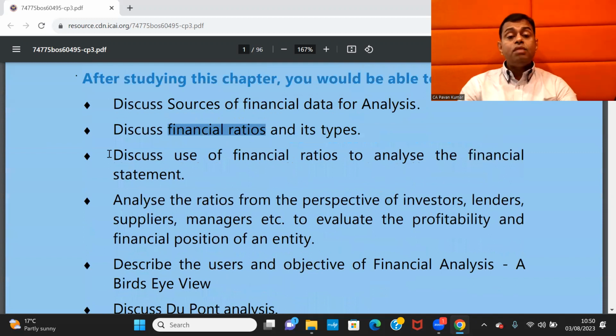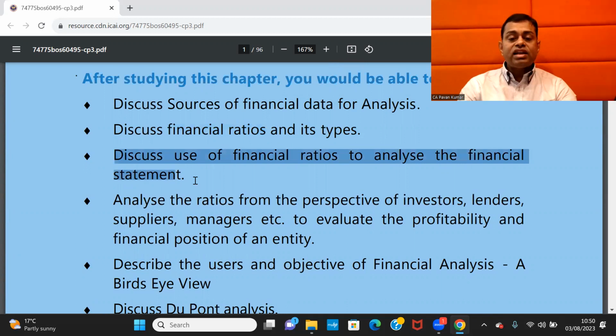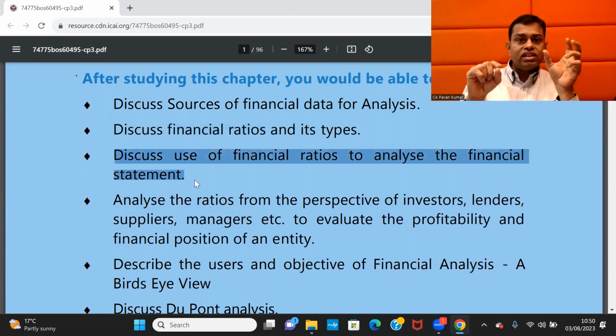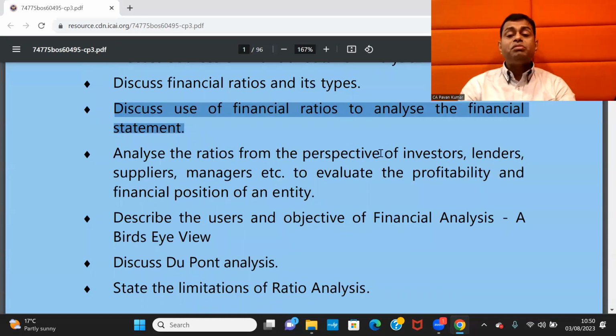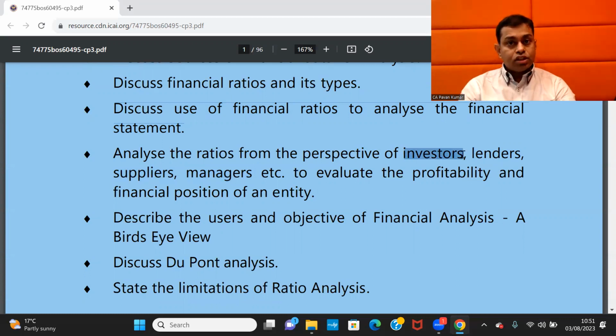Now, in the third point, they are telling you, discuss use of ratios to analyze financial statements. So this is connecting to your title, ratio analysis. How do you use ratio analysis for financial planning? Then analyze the ratios from the perspective of investors, lenders, suppliers, managers, etc. Underline. Ratio analysis is used by investors, shareholders, prospective shareholders. Ratio analysis is also used by lenders. Long-term lenders, banks and financial institutions giving you loans, apply ratio analysis on your financial statements.